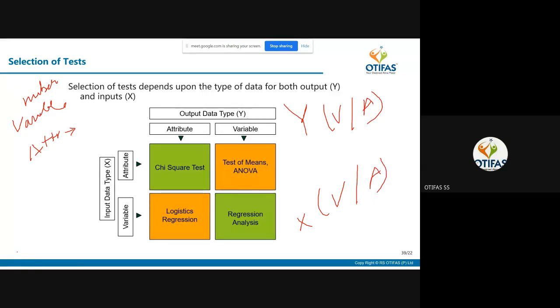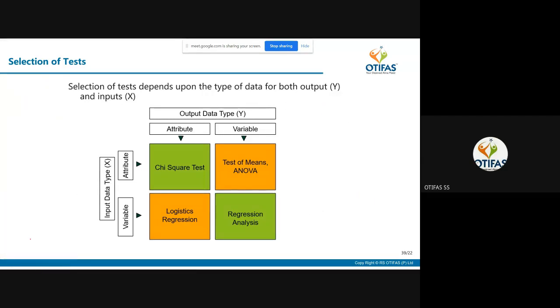Now your selection of tools depends upon what kind of data your Y is and what kind of data your X is. Suppose your output data is variable and input data is attribute, you are going to use ANOVA. Suppose both are attribute, then you are going to use the chi-square test. And if both are variable, then we use regression analysis. We have discussed regression analysis, correlation and regression. If the output is attribute and the input is variable, then logistic regression is used.